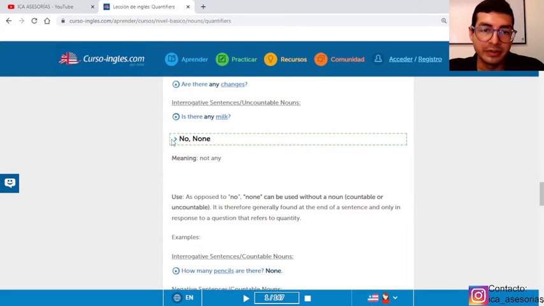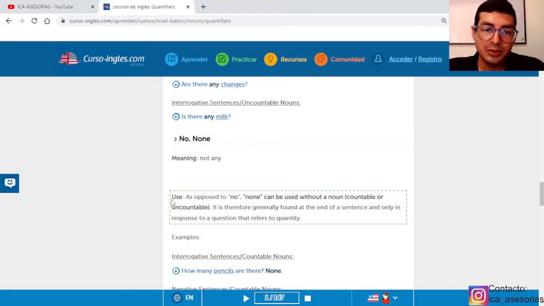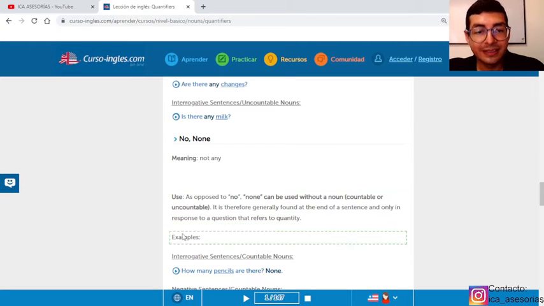No, none, meaning not any. Use. As opposed to no, none can be used without a noun, countable or uncountable. It is therefore generally found at the end of a sentence and only in response to a question that refers to quantity. Examples.